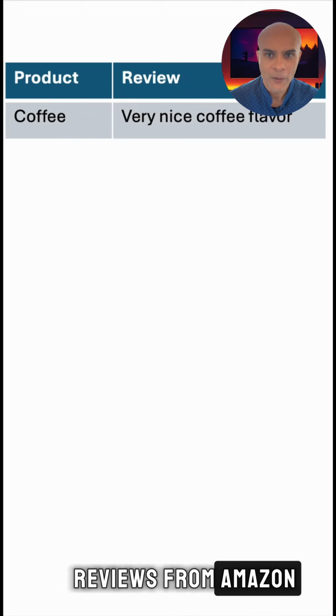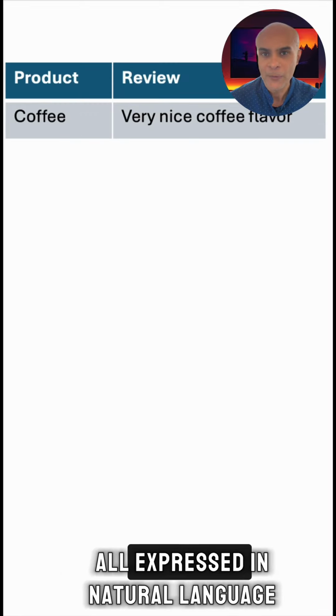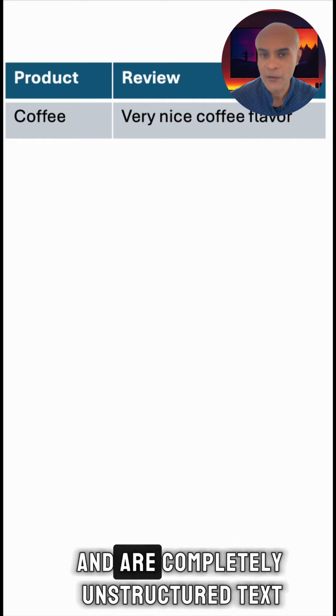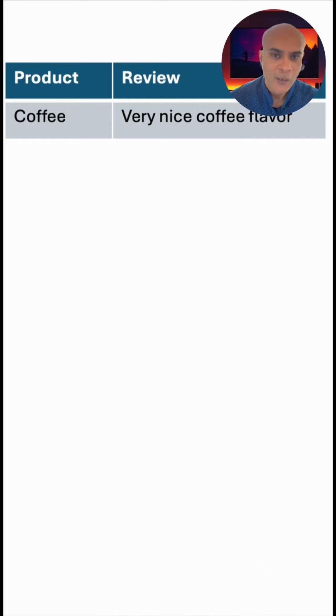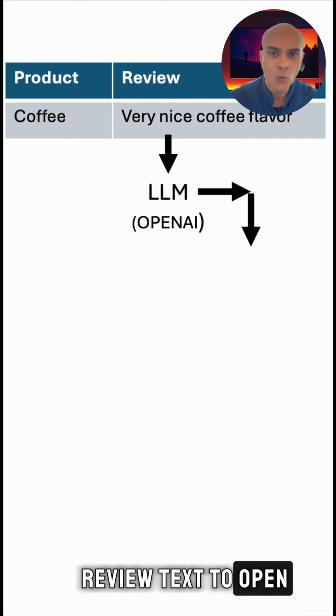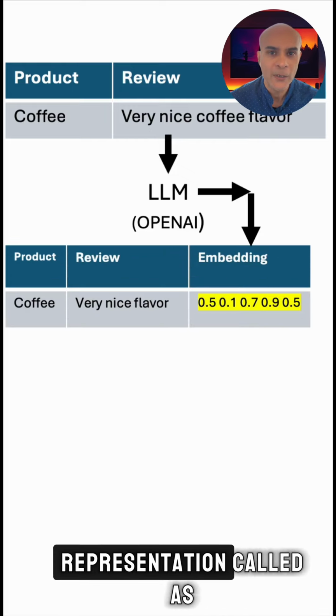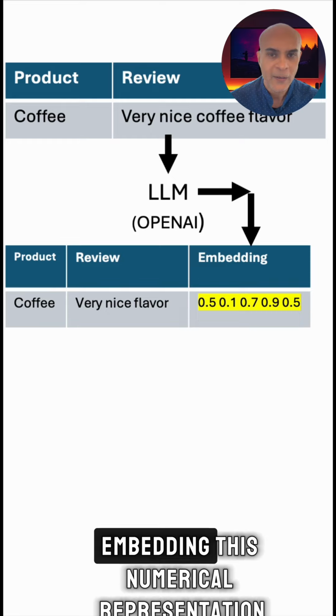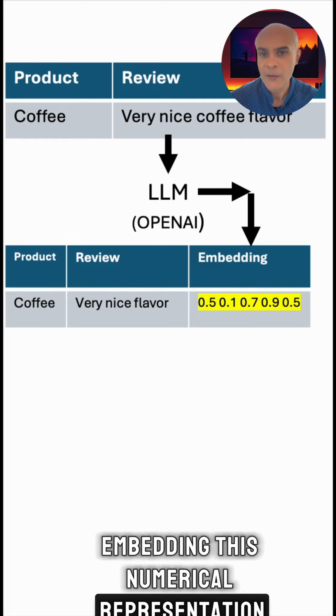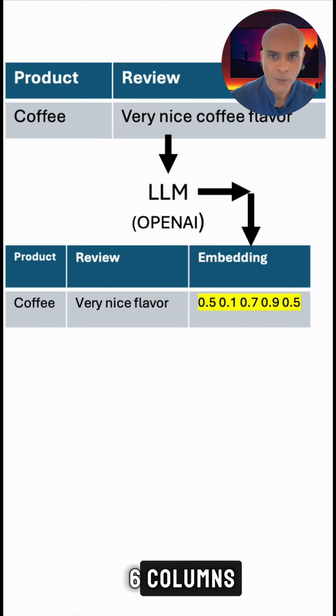We'll take a table which has customer reviews from Amazon, and these reviews are all expressed in natural language and are completely unstructured text. We can send this review text to an OpenAI large language model, which is going to return a numerical representation called an embedding. This numerical representation consists of 1536 columns.